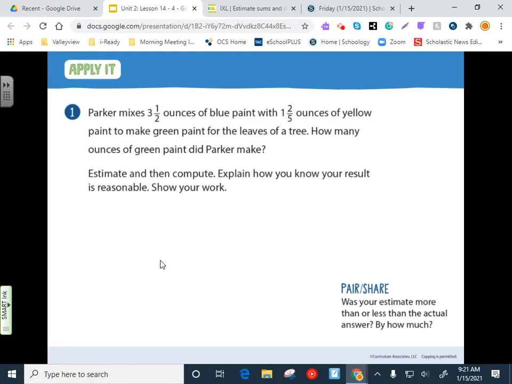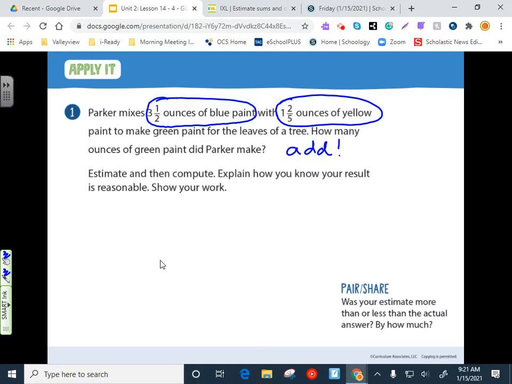So we are given, we're going to assume he mixed all of the paint he had here. So we've got our blue and our yellow. And since we're mixing, we're basically adding things up. So we're going to add. Estimate and then compute. That doesn't mean act like a computer. That just means find the actual answer. So let's do the estimate on the left and the actual answer on the right, just how we've been doing.